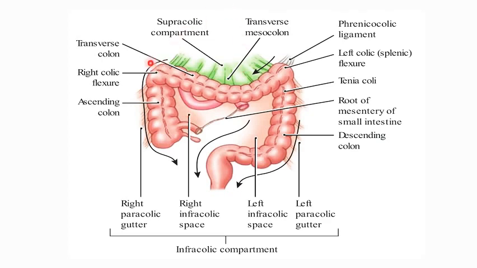One more point, this arrow here, on the side of the ascending colon, is the right paracolic gutter. On the side of the descending colon, this is the left paracolic gutter. So the right paracolic gutter above is continuous with the hepatorenal pouch of Morrison, which in turn is continuous with the lesser sac. So any infection from the lesser sac can pass on to the hepatorenal pouch of Morrison, from where it can pass through the right paracolic gutter, which in turn can reach the pelvic cavity.